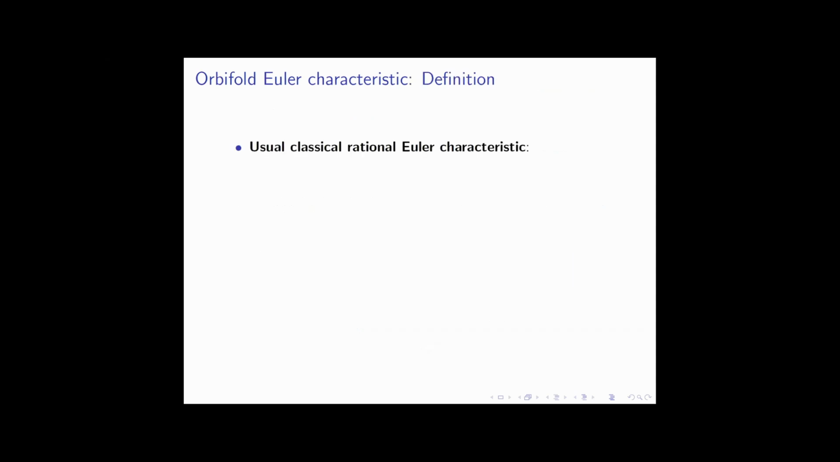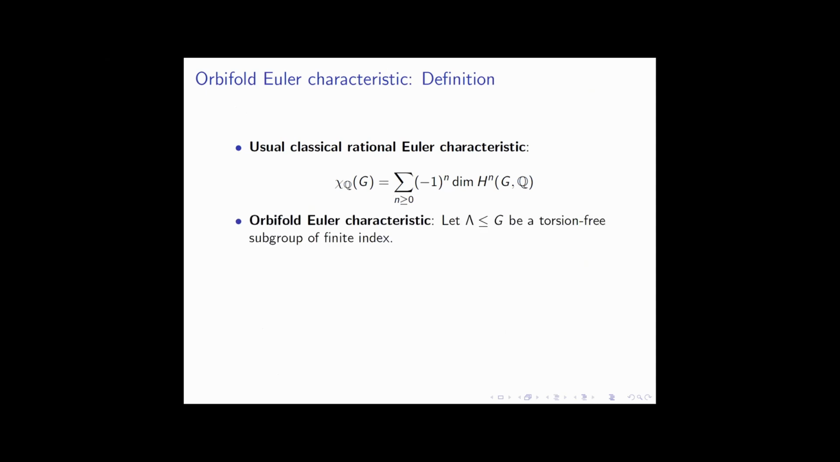Okay, so now let's define this Euler characteristic. This is due to Wall. First of all, you need to recall the classical Euler characteristic. That's just the usual rational cohomology of groups, where you take the alternating sum of the dimensions. And if you want to define the orbifold Euler characteristic, you need to take the torsion-free subgroup of finite index, the one we mentioned in the previous slide, and then you define this invariant like that. It's a rational number. You take the integer, which is the usual Euler characteristic of this torsion-free subgroup, and then you divide it by the index. So this is a very well-known invariant due to Wall.